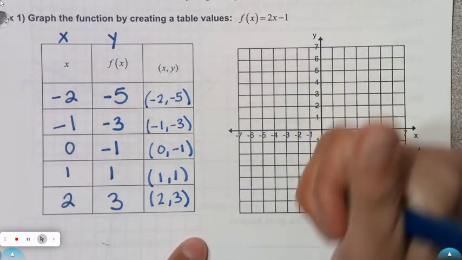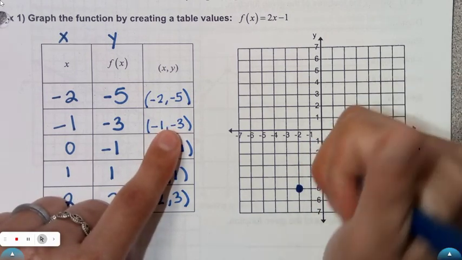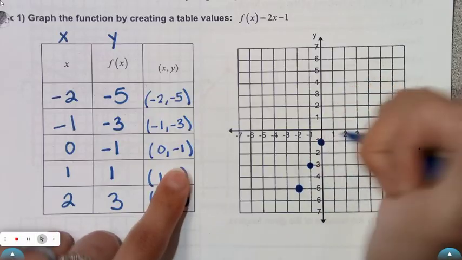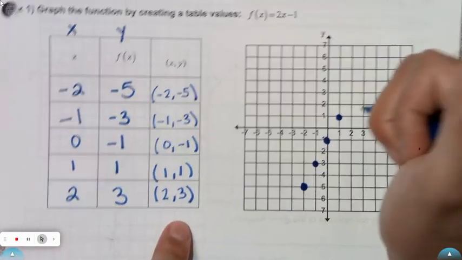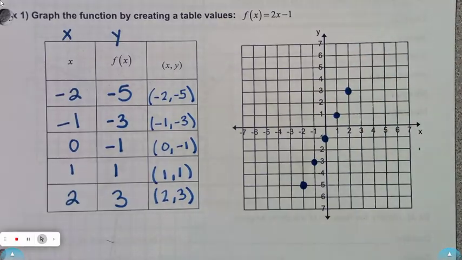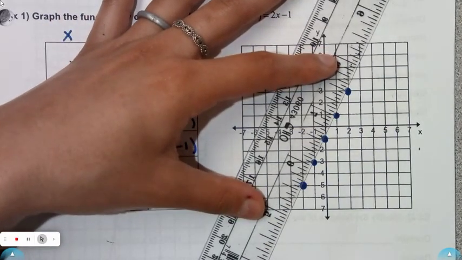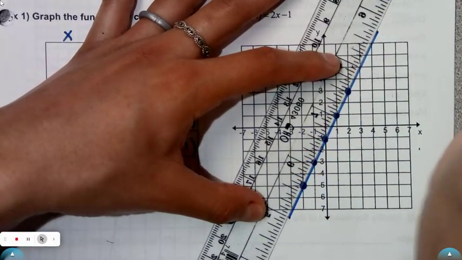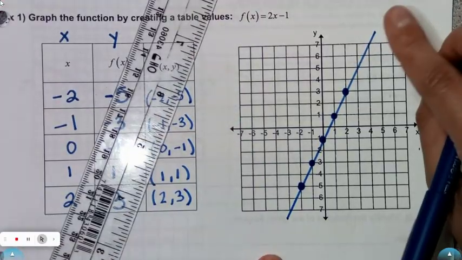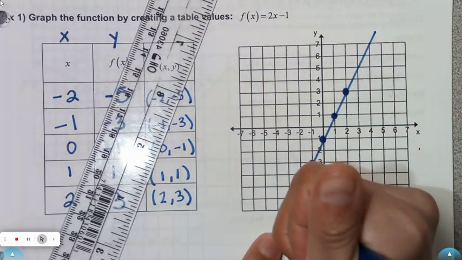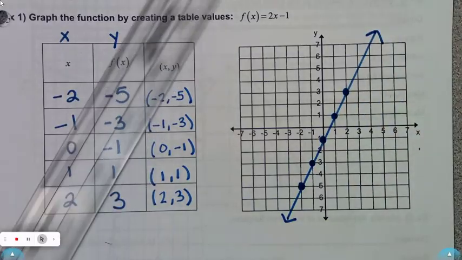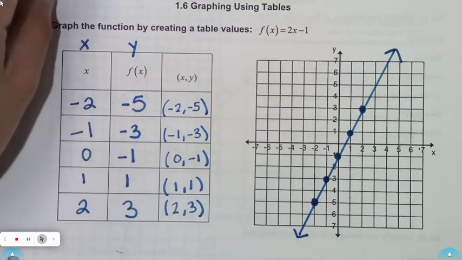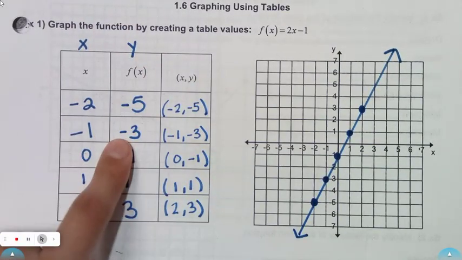So I have -2, -5, -1, -3, 0, -1, 1, 1, and 2, 3. Then you're going to take your ruler or your straight edge, your ID card, and connect them to make a straight line. Remember, no baby graphs, so you want to make sure that your line goes all the way through the top and all the way through the bottom, and don't forget your arrows. So that's how you can use your calculator to create a table of values, like this one, and then you use those values to make your line.